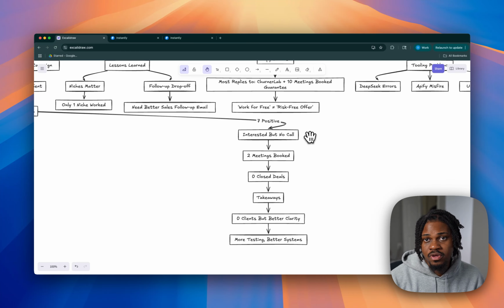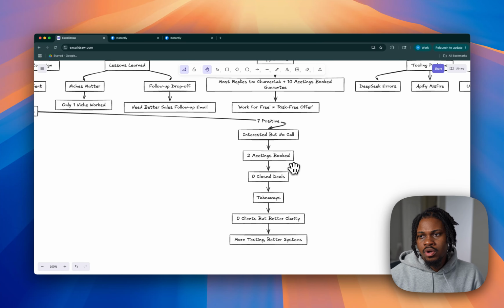I had 7 people who were interested, but of those 7, I was only able to convert 2 into a meeting booked. And then of those 2 people, I had 0 closed deals. To be honest, one of them just said the sales cycle hadn't started, so they weren't ready to onboard. That's actually a lead I'm going to have to reactivate in the coming months. But one was just a flat out no.